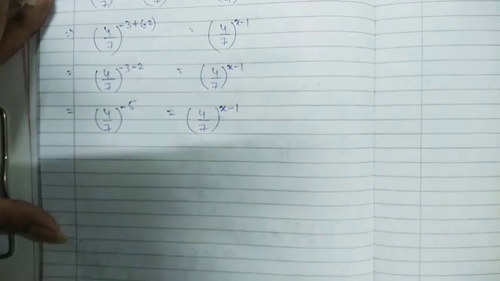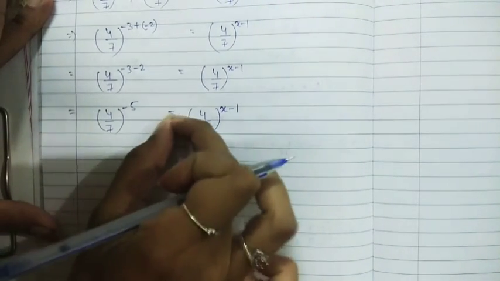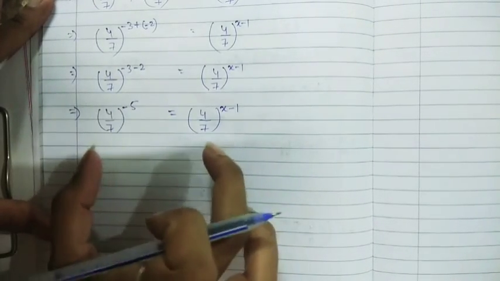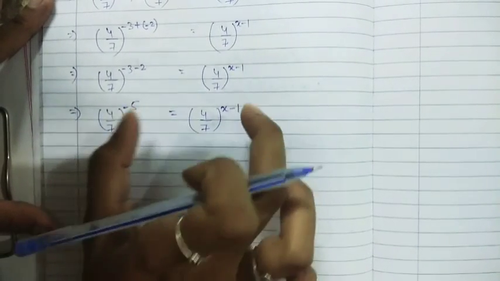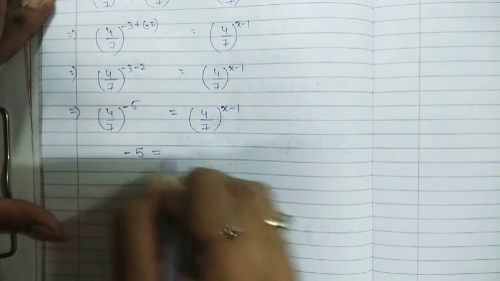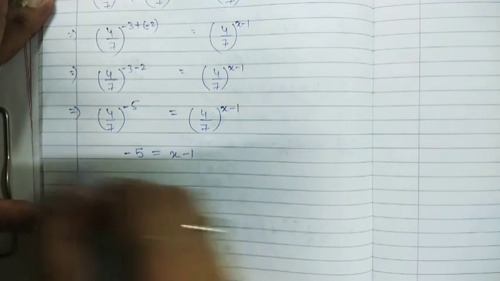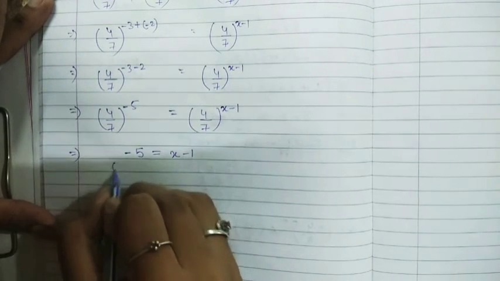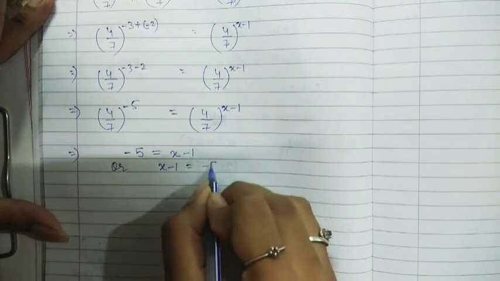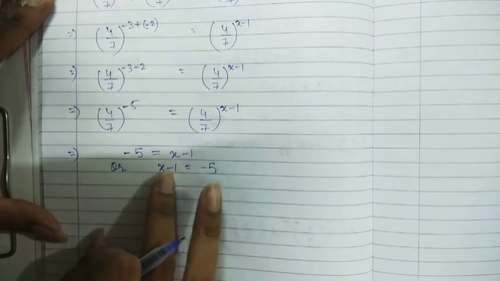In this also the bases are equal. बेसिस हमारे इक्वल है. तो if bases are equal then powers are also equal. So we can write here minus 5 equals x minus 1, or we can write x minus 1 equals minus 5. हमने रिवर्स कर दिया इस टर्म को.